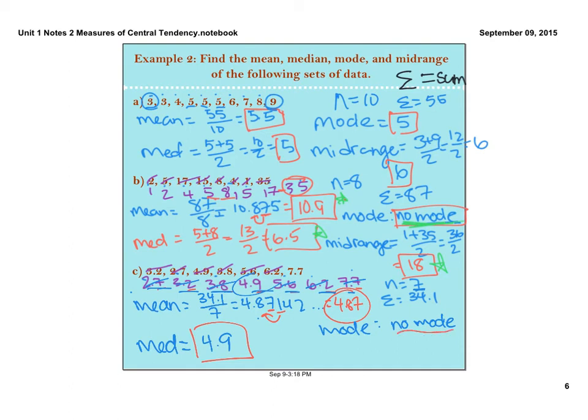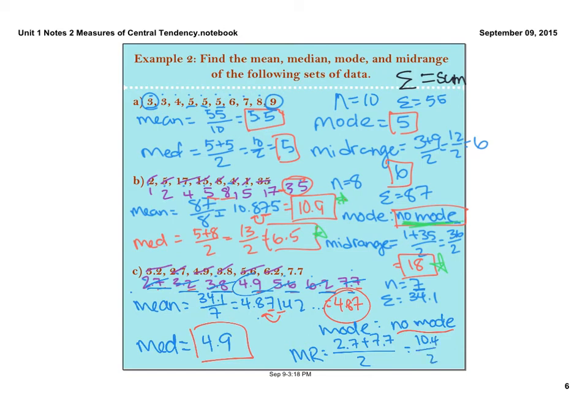And then last but not least, let's find the mid-range. So for mid-range, I need the highest plus the lowest. That's 2.7 plus 7.7 divided by 2. 2.7 plus 7.7 is 10.4.